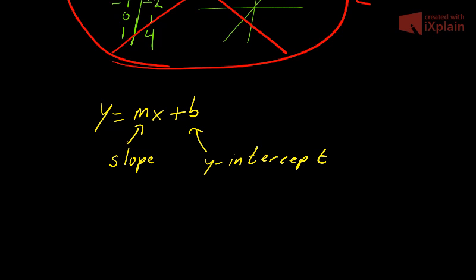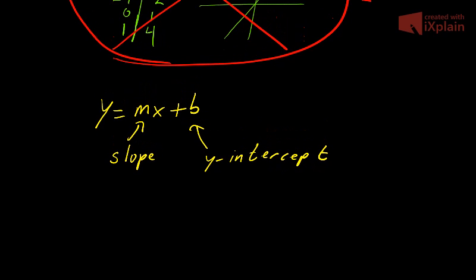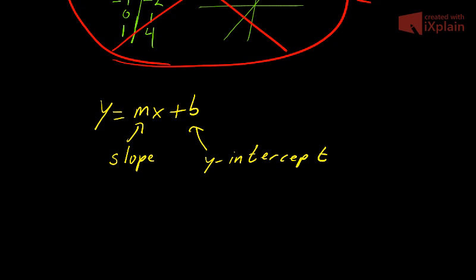Which means if I want to graph my original line, which was y equals 3x plus 1, my slope would be 3, and my y-intercept would be 1.